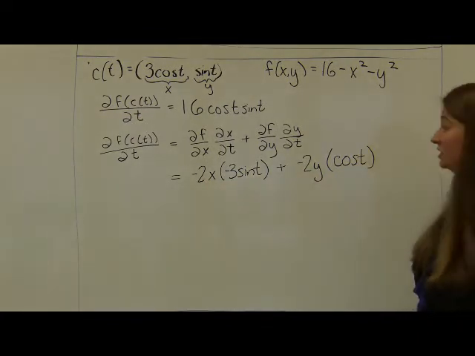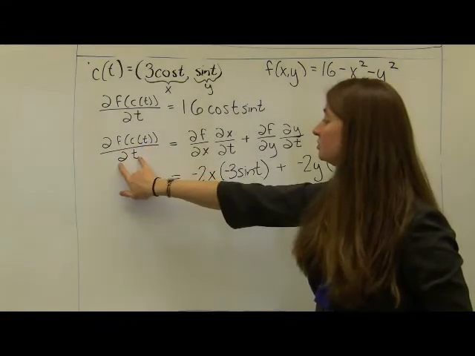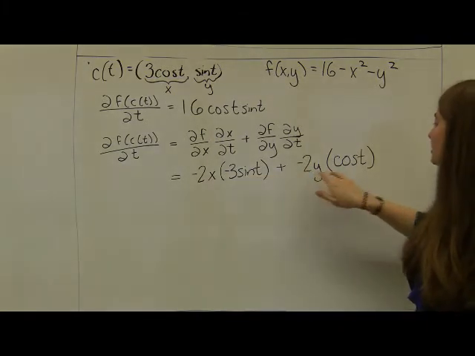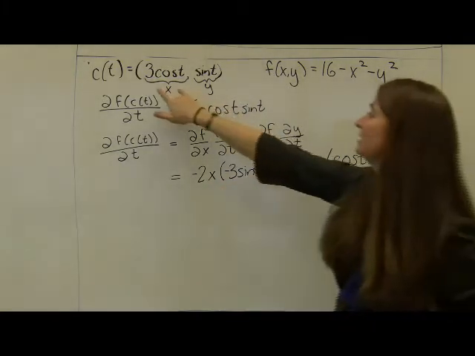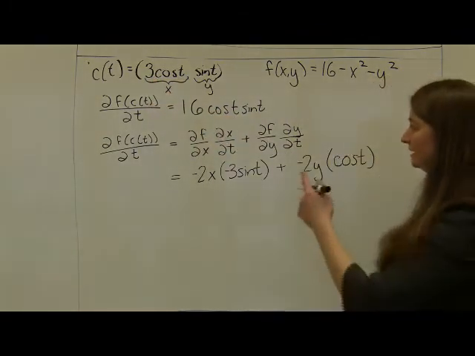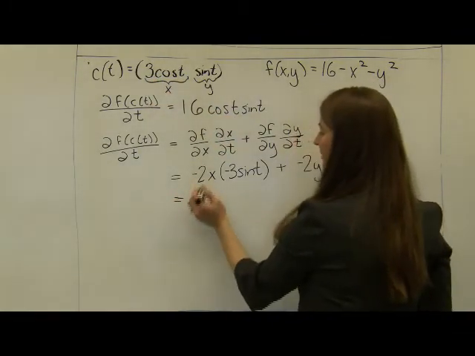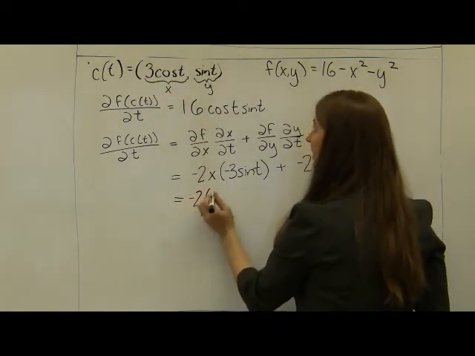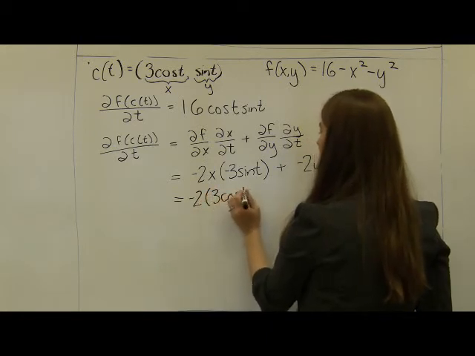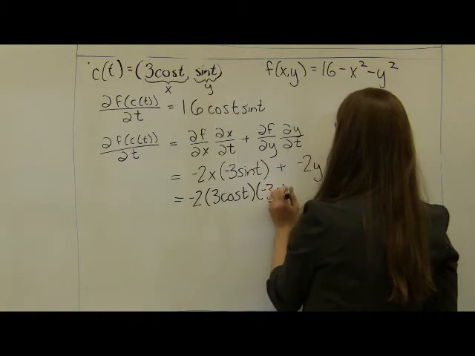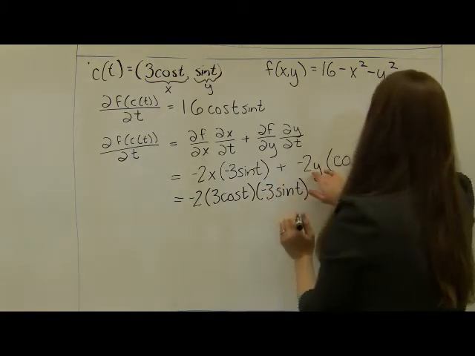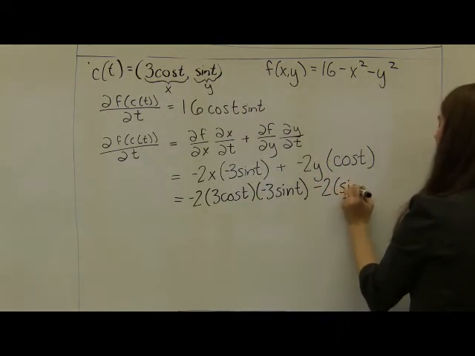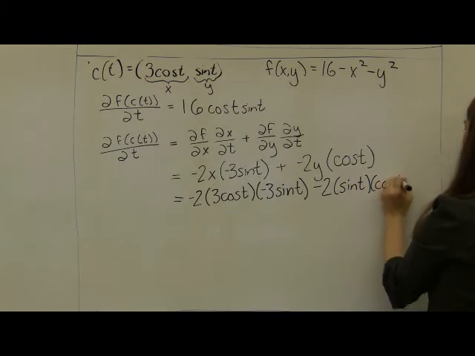For convention's sake, and actually clarity's sake, my derivative function was written all in terms of t, so I'm going to go ahead and plug in functions of t for each of my x's and y's, which is easy enough to do because I already know what x is equal to in terms of t. So by plugging in x being equal to 3 cosine of t, I get negative 2 times 3 cosine t times negative 3 sine t. And then plugging in sine of t for y, I get minus 2 sine of t cosine t.